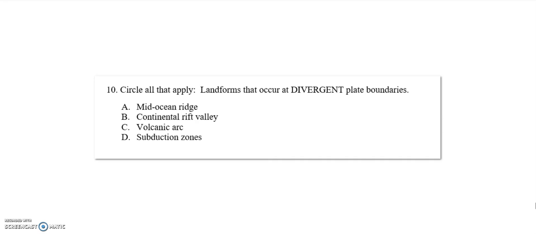Number 10. Circle all that apply. You can circle more than one. Landforms that occur at divergent plate boundaries. A, mid-ocean ridge, B, continental rift valley, C, volcanic arc, or D, subduction zones. So which ones of these occur at divergent plate boundaries?